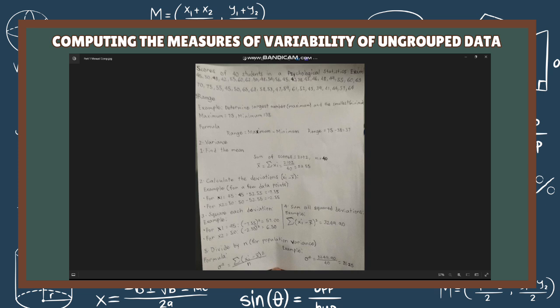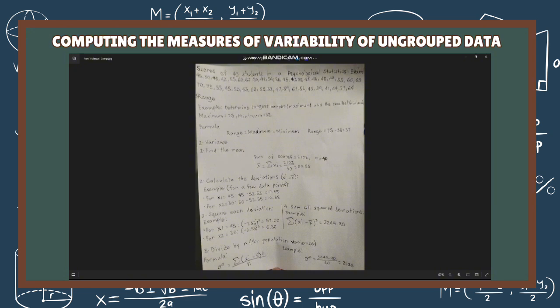So, as we can see in the image, the range is the simplest measure of variability representing the difference between the highest and lowest values in a dataset. So step 1, identify the highest and the lowest values. Look at your data and determine the largest number, which is the highest score, and the smallest number, which is the lowest score. For example, the highest score equals 75 and the lowest score equals 38.